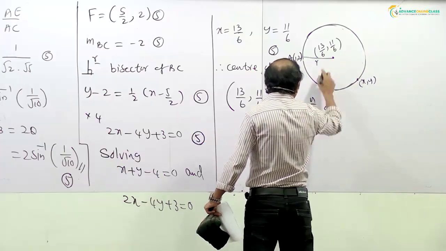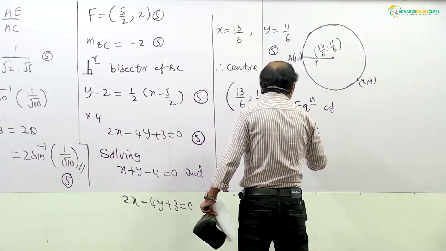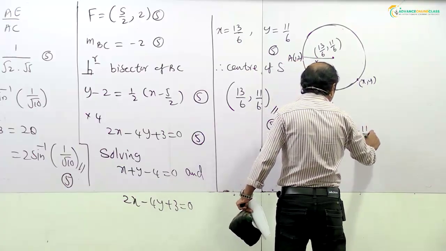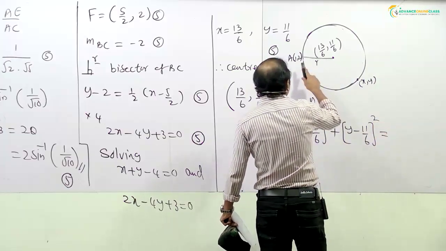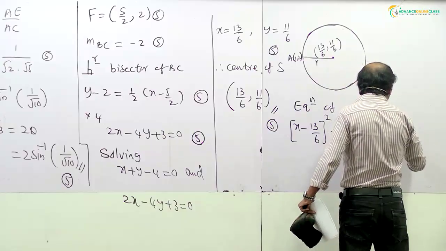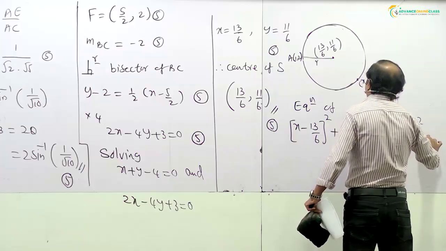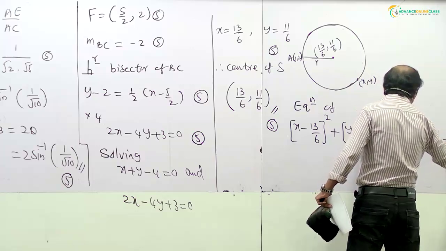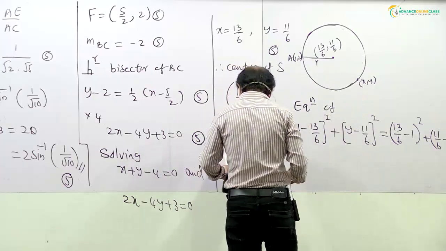But x minus 13 by 6 perfect squared plus y minus 11 by 6 perfect squared equals what? Take the difference here. x coordinate difference, 13 by 6 minus 1 perfect squared. 11 over 6 minus 2 perfect squared. Okay. So these 5 marks come in, no?